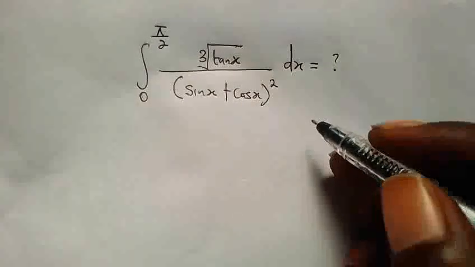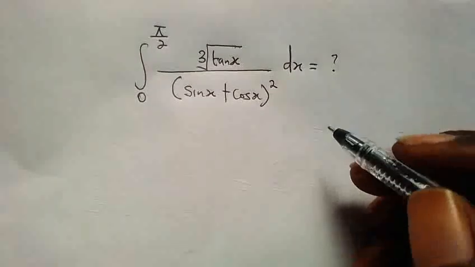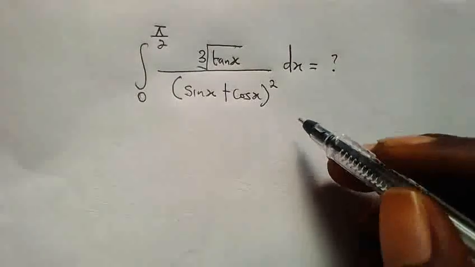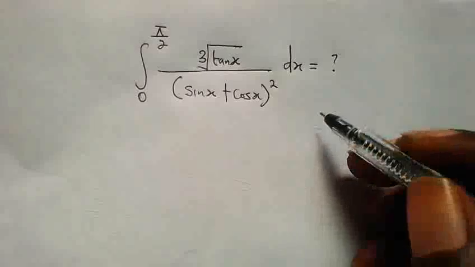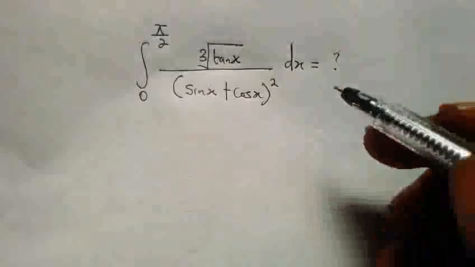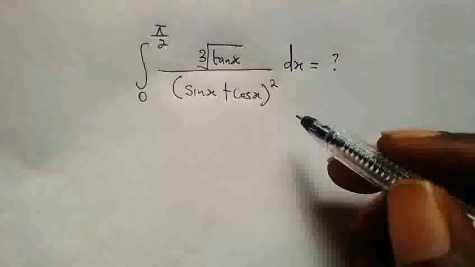Today we're having the following MIT integration problem: the integral from 0 to pi over 2 of the cube root of tan x all over (sin x plus cos x) squared dx. How do we solve this problem?